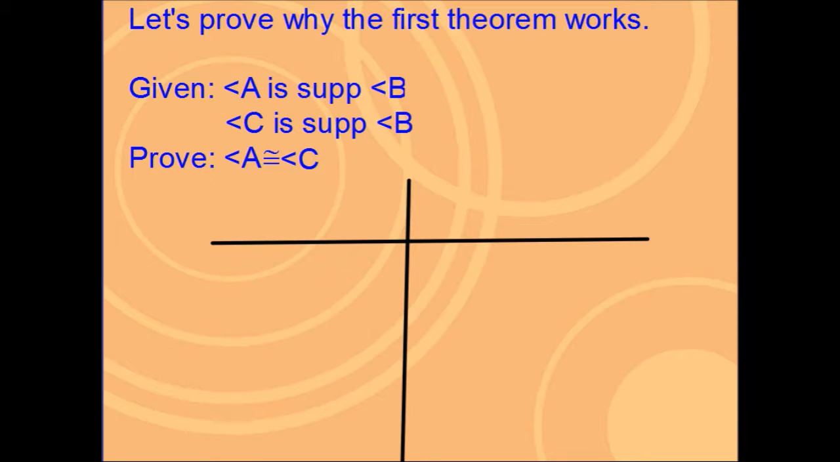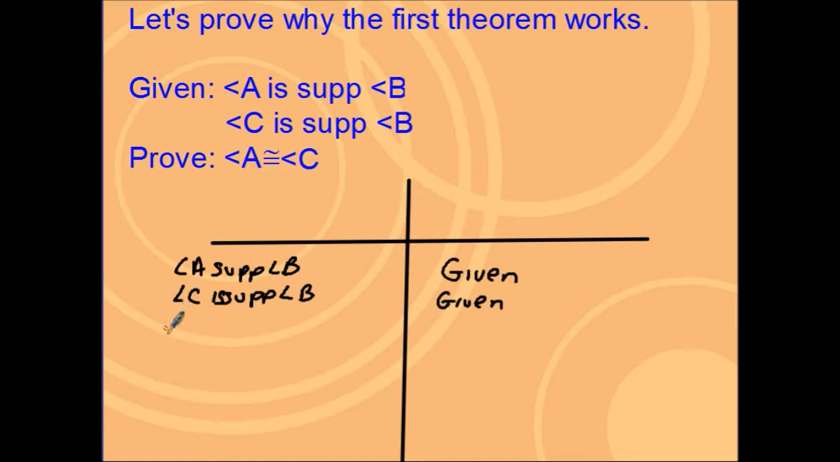Let's start off writing our givens. So, for our givens, we got angle A is supplementary to angle B. For our reason, is given. We also have that angle C is supplementary to angle B. Our reason is given.